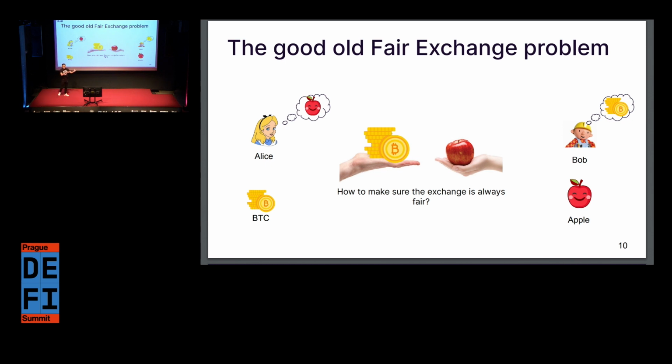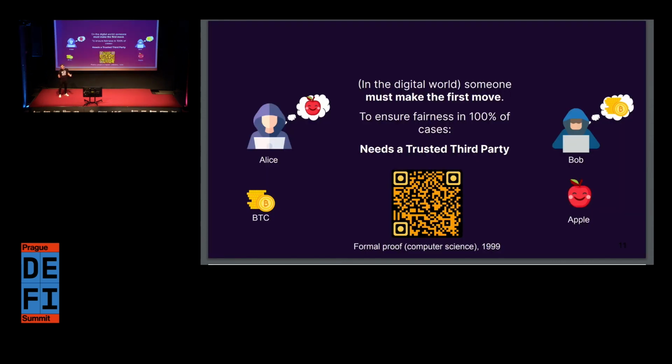Now, fair exchange, very clear. Alice wants the apple, Bob wants some coins, in this case BTC. How do they exchange? Back in the day, they would meet in a market, a public place, usually where there are guards, so Bob can't steal the money from Alice. But on the internet, who are you going to trust? Somebody has to go first.